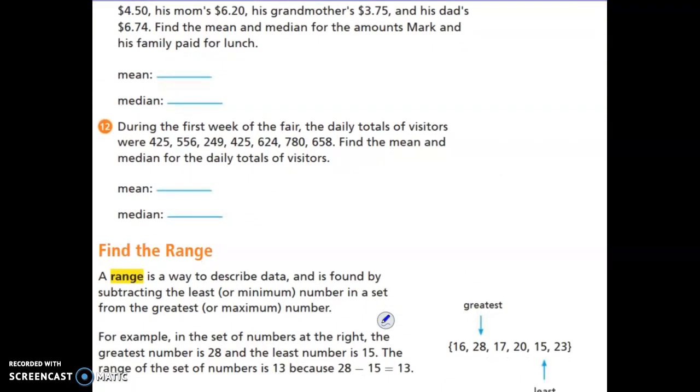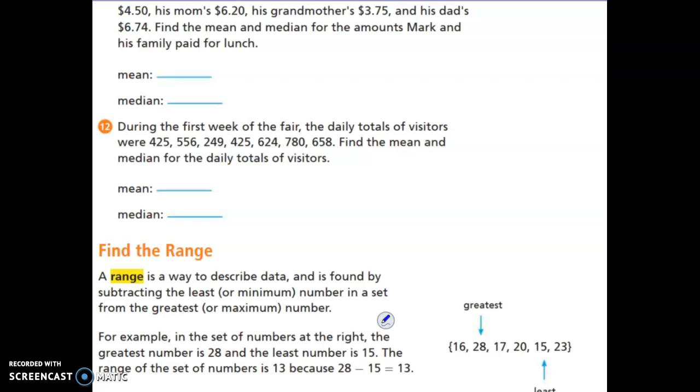All right, so we're going to scroll down to number 12. Again, there's another one up there with money. I'm just going to deal with these numbers that are not money. So during the first week of the fair, the daily totals of visitors were, looks familiar, right? 425, 556, 249, 425, 624, 780, 658. Find the mean and the median for the daily totals, okay?